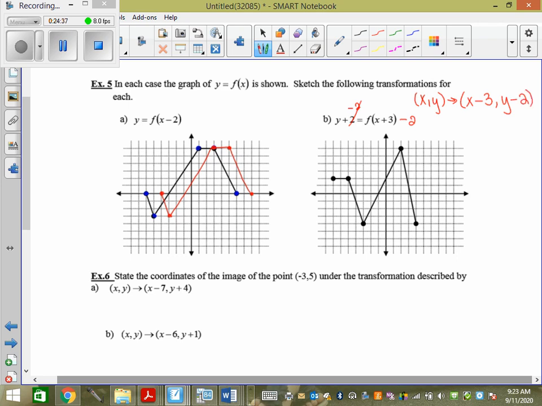Now you're going to do every point. So I'm going to take the coordinate negative 7 and 2, and I'm going to plug it in. It becomes negative 7 minus 3, 2 minus 2. So it's going to become negative 10 and 0. Plot the new point.